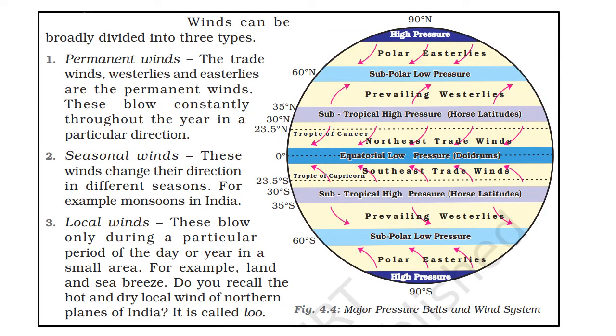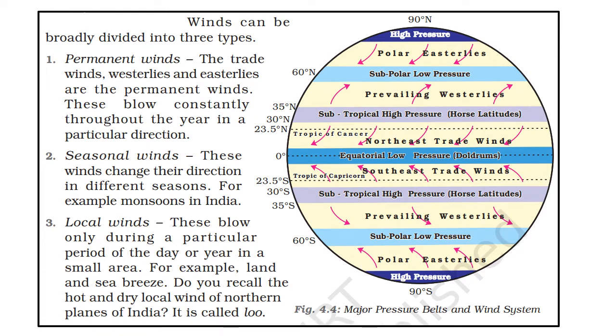Winds can be broadly divided into three types. Permanent winds are the winds which blow permanently in the same direction throughout the year. Between permanent pressure belts there are permanent winds. Between the equatorial low pressure belt and the subtropical high pressure belt there are the easterly trade winds. In the northern hemisphere, northeast trade winds, and in the southern hemisphere, southeast trade winds. So they are permanent winds.